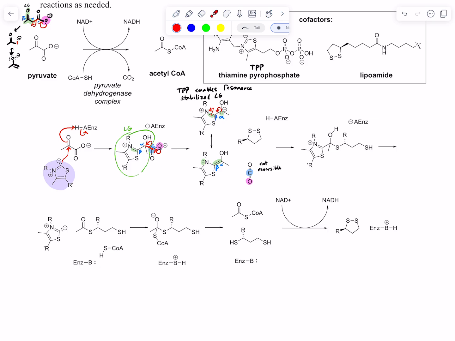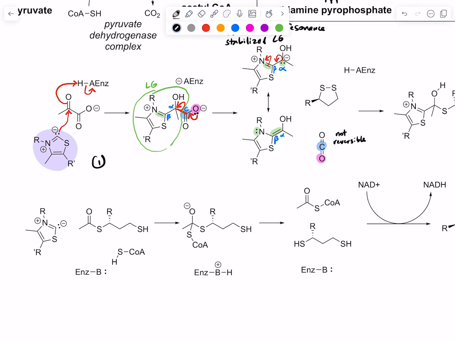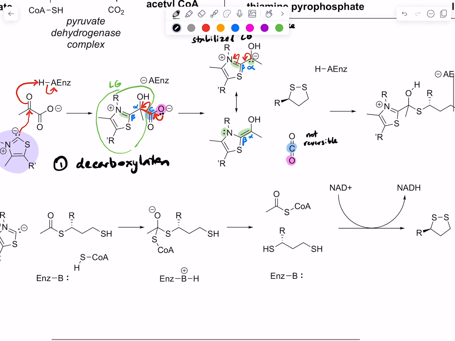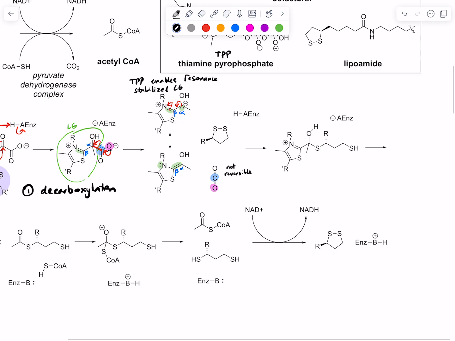All right, so that was the decarboxylation step. And this reaction sort of proceeds in three phases. The first is decarboxylation. The second phase is oxidation. So phase 2 is oxidation to a thioester.